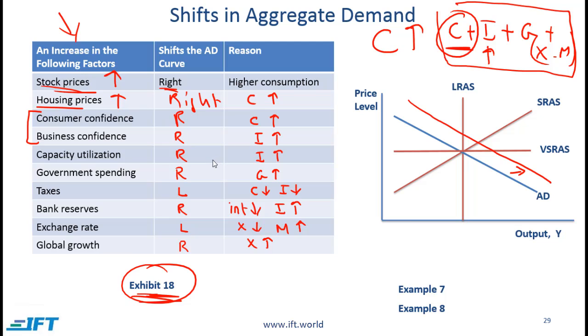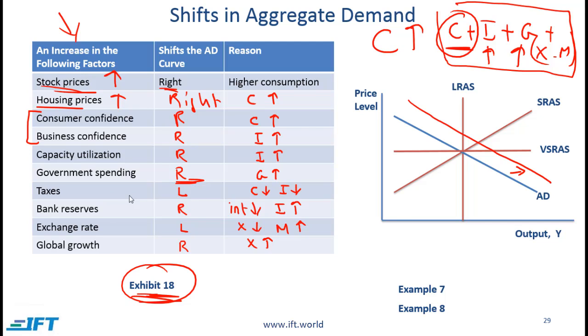With respect to capacity utilization, we can say that when companies have excess capacity, they avoid investments in new property, plant, and equipment. However, when they are operating near full capacity, they tend to increase investment spending in order to increase production. When government spending increases, that's the G component in this expression. Government spending goes up, so aggregate demand goes up.